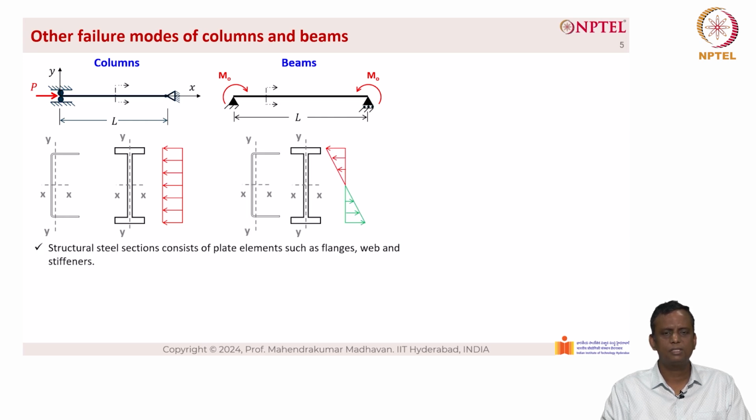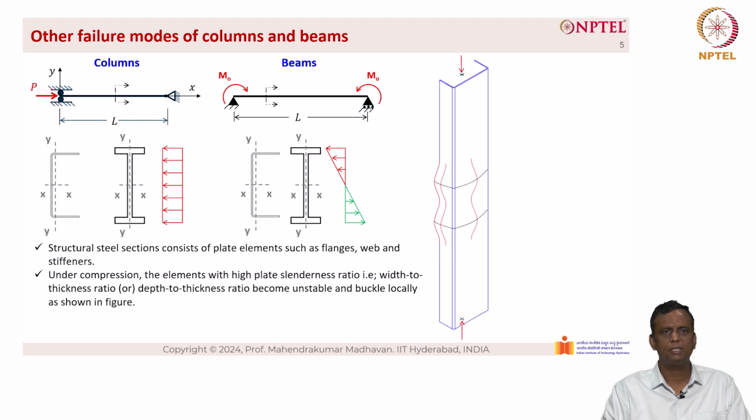Structural steel sections consist of plate elements such as flanges, web and stiffeners. Under compression, the elements with high slenderness ratios, that is high width to thickness ratios or depth to thickness ratios, become unstable and buckle locally as shown in the figure. This phenomenon is known as local buckling. So, the local buckling is shown in the dotted line here.